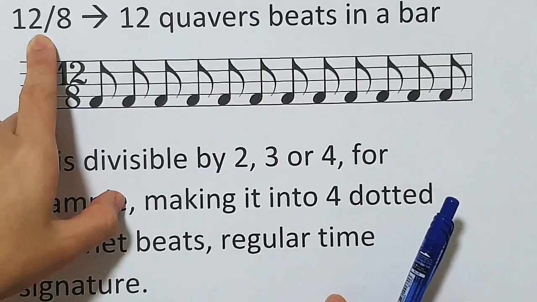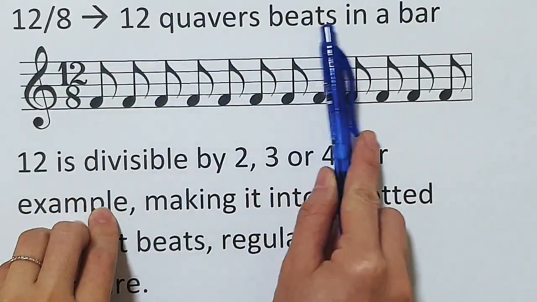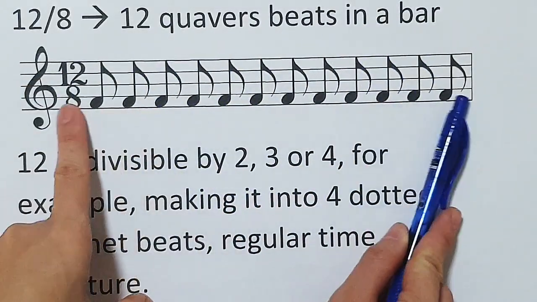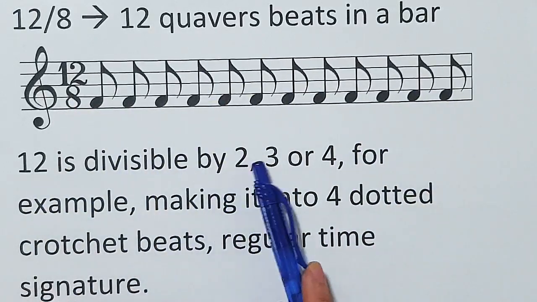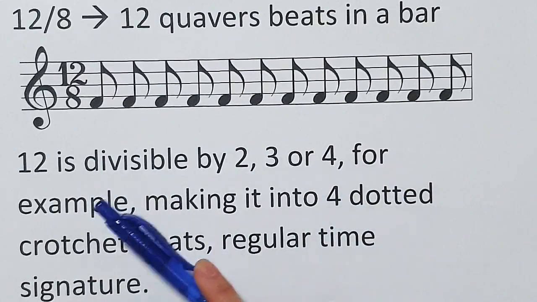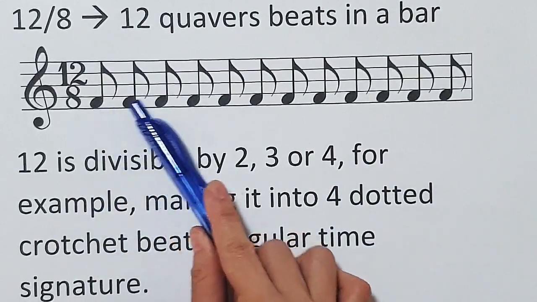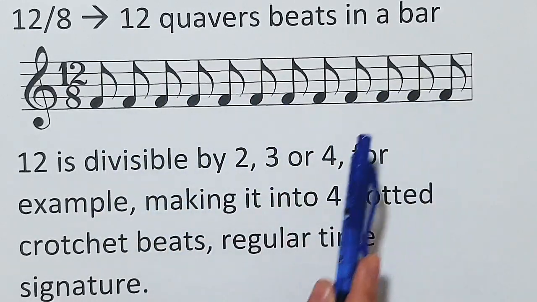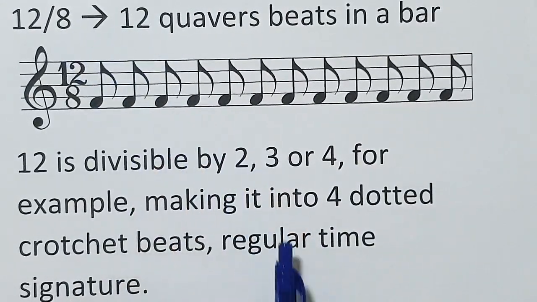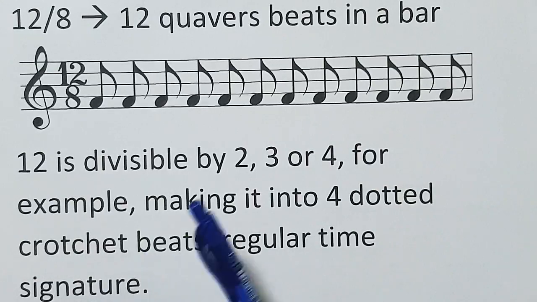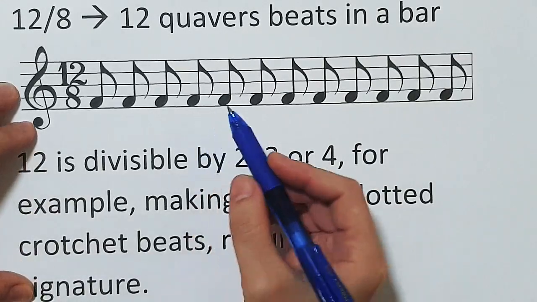12-8 time signature represents 12 quaver beats in a bar. There are 12 quavers in this bar. 12 is divisible by 2, 3 or 4. For example, I can make these 12 quavers into 4 dotted crotchet beats. Hence, 12-8 is a regular time signature. Let's see how we do it.